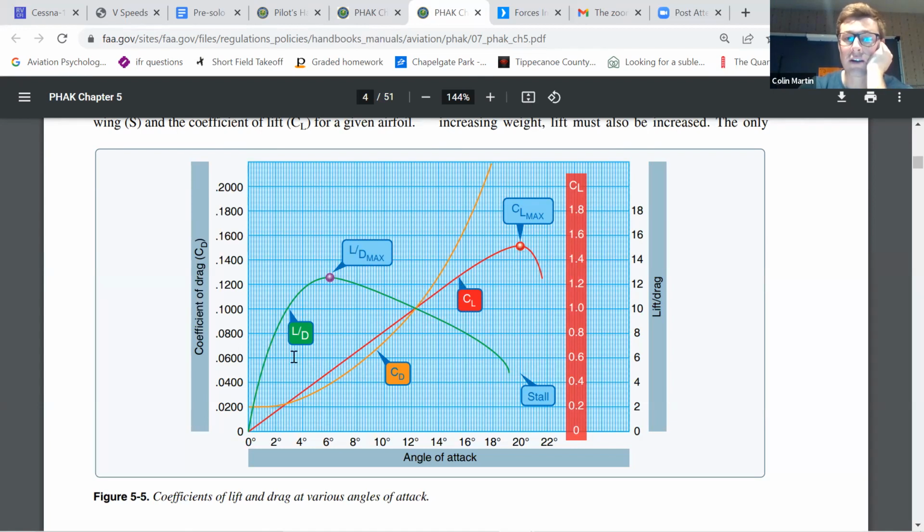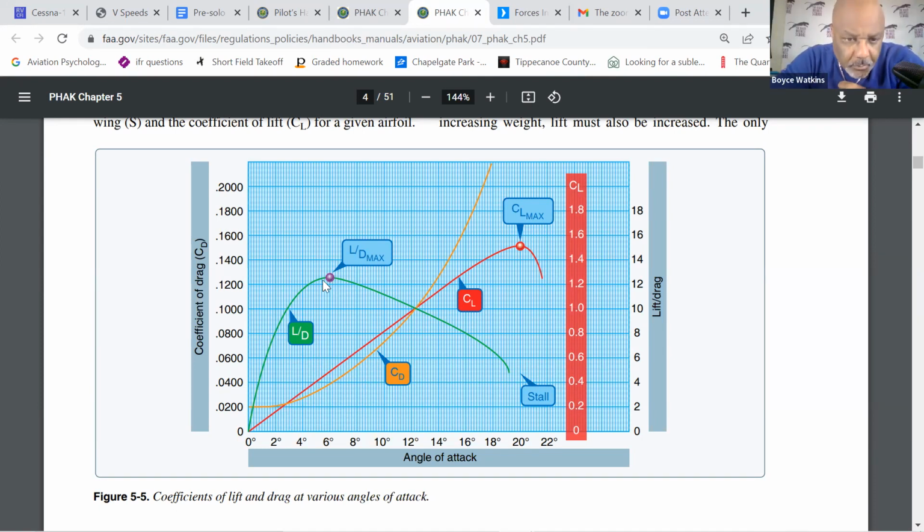Next, we have our lift to drag. We have our coefficient of drag here, which is in the orange. And then in the green, we have our lift to drag ratio. So if we look at around 6 degrees of the angle of attack, we have our maximum lift to drag ratio.